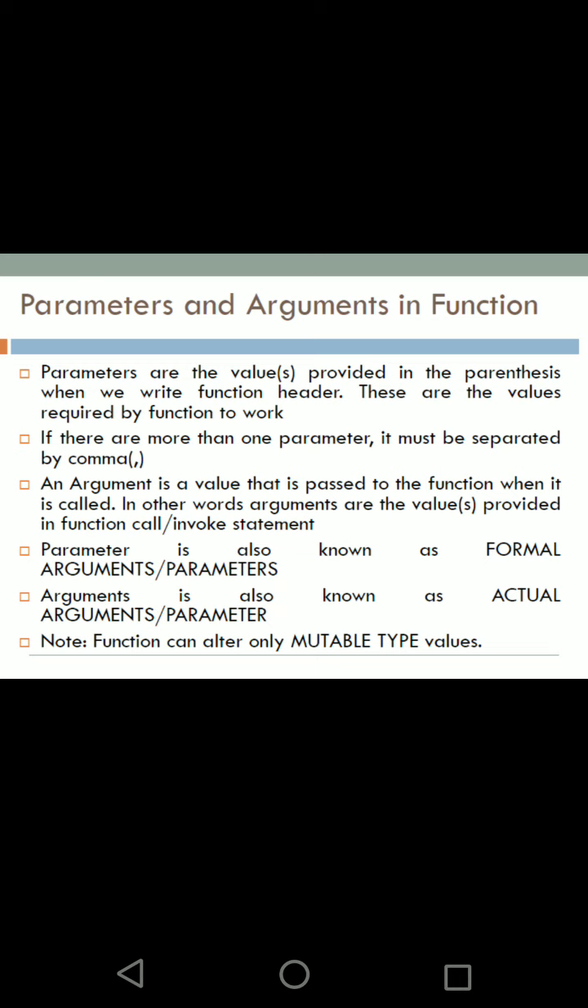A parameter is also known as a formal argument or formal parameter. An argument is also known as an actual argument or actual parameter. Understand the difference: parameters are what is inside the function header, and arguments are what is inside the function call. The function can alter only mutable type values.